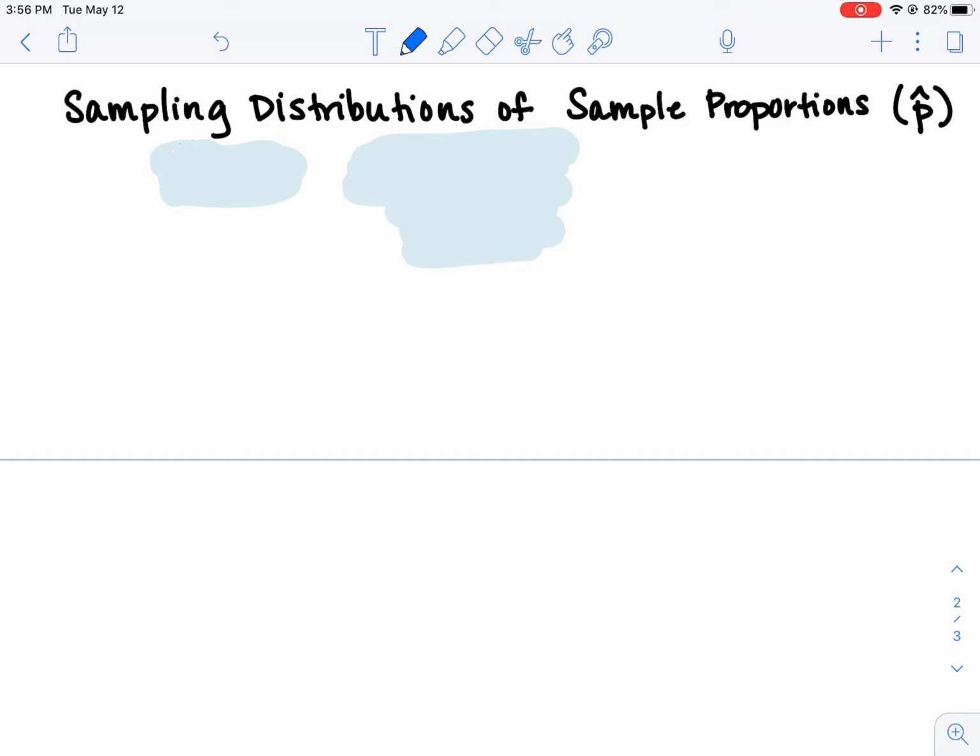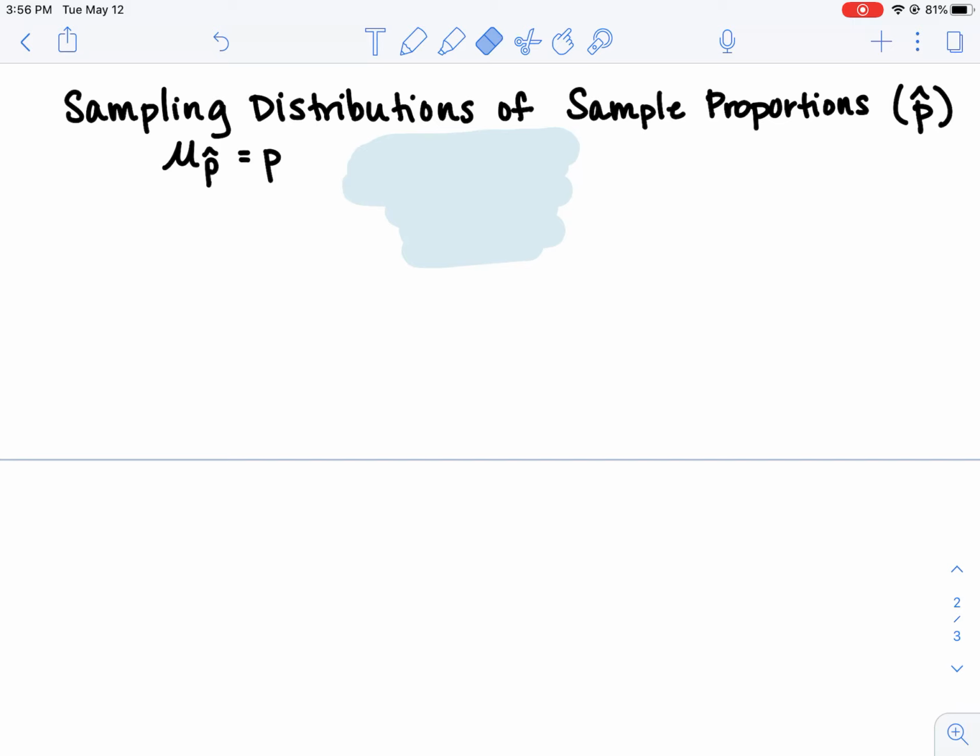So before we jump in, I want to remind you that just like with our sampling distributions of sample means, sampling distributions of sample proportions will always have a mean of our sample proportions equal to the population proportion, okay? And again, that means if we were to take every possible sample of whatever sample size n, then the mean of all those samples would end up being equal to the original proportion that was stated.